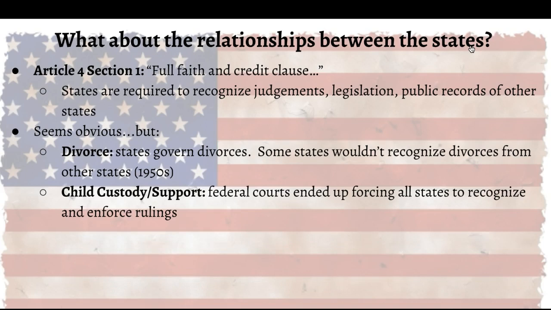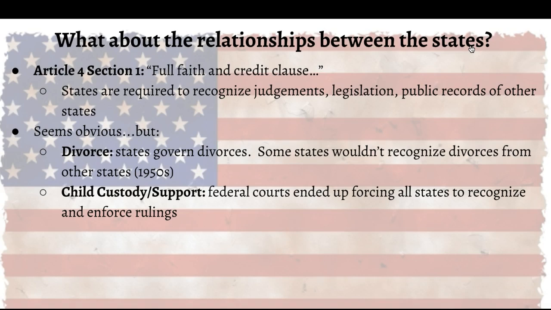Another area is the child custody or child support laws, and the federal court's going to have to end up forcing all states to recognize and enforce child custody and child support rulings, regardless of what state they're made in. The Full Faith and Credit for Child Support Order Act, or the FFCCSOA, requires that states enforce child support orders made by other states, and this is going to become effective in 1994.